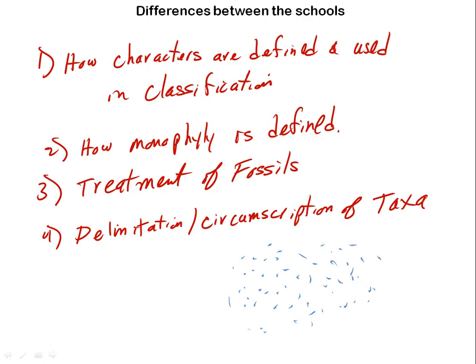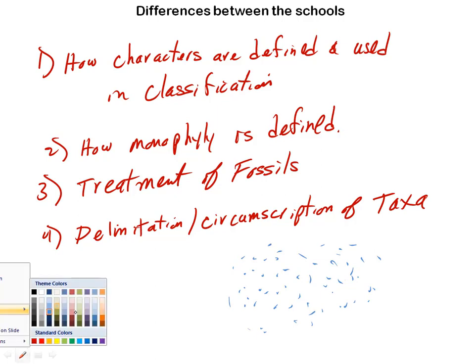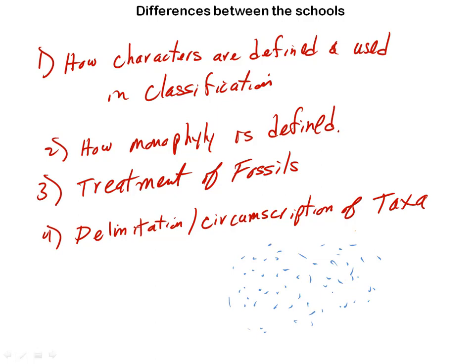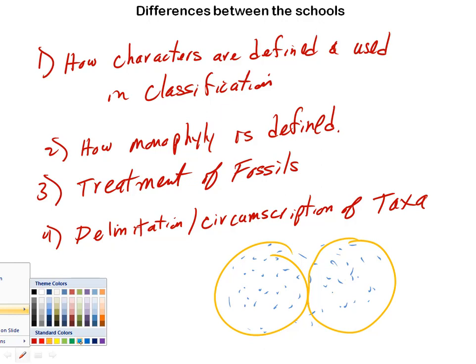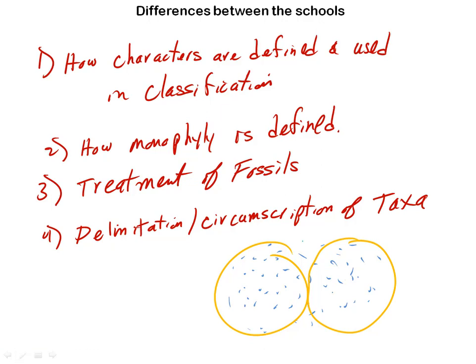Well, it turns out the schools are quite different in what they say about how we should divide them up, so that some schools might put these things, well, I made those overlapping, we can't do that, something like that, and another school might say we should divide these things up in a very different way. I'm just going to circle them all now for this. So circumscription really means drawing circles around. Now, we're going to talk about circumscription in a very different way than this diagram indicates right now.